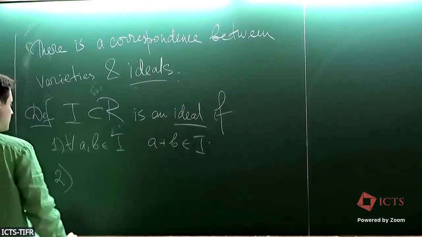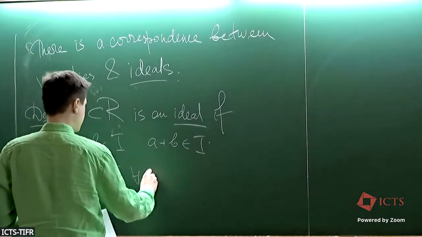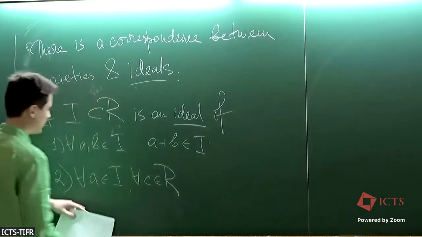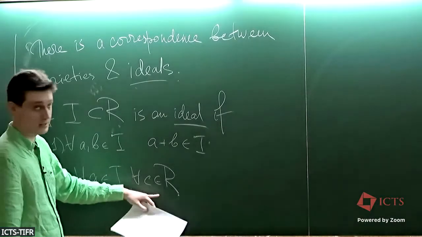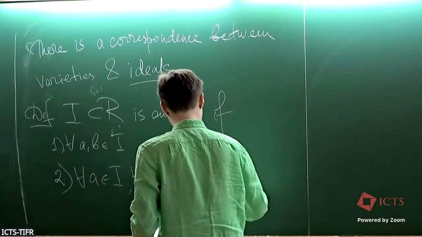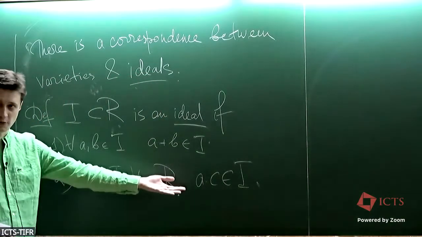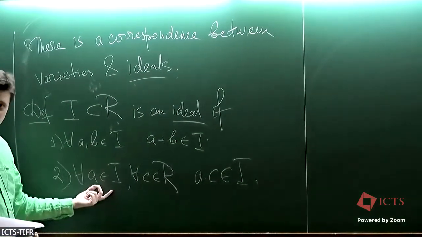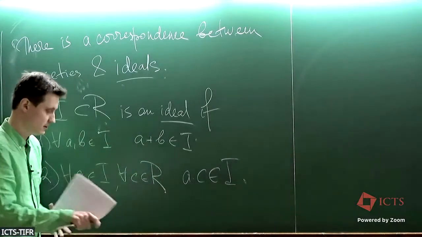The second condition is that for any A in I and for any C in R, so we have a polynomial in the ideal and an arbitrary polynomial anywhere in the polynomial ring, we have A times C is in the ideal. So ideals have this nice consuming property. You start from an element in the ideal, and all of the polynomial multiples of this element will also be in the ideal.